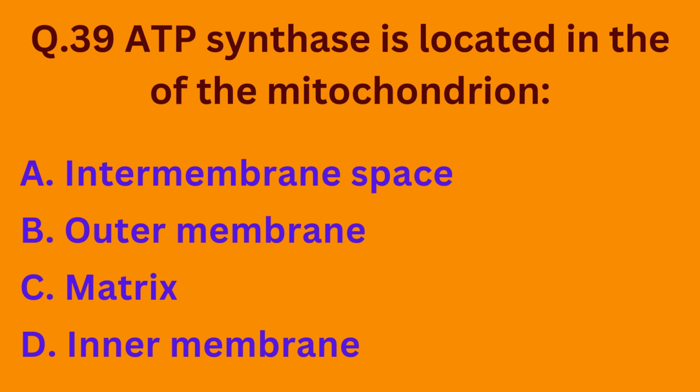Coming to next question, ATP synthase is located in dash of the mitochondria. Option A, intermembrane space, option B, outer membrane, option C, matrix, and option D, inner membrane. So ATP synthase is basically located in inner membrane of the mitochondria. The correct option is option D.